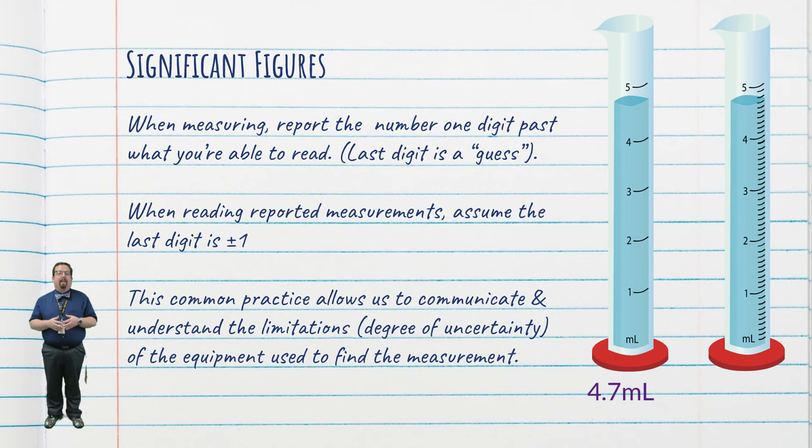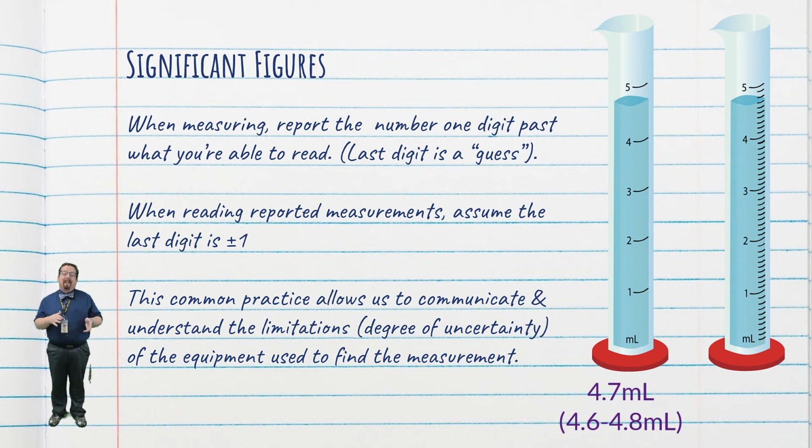When someone reads that, they should be able to tell that my device measures in whole numbers, 1, 2, 3, 4, and that tenths place was my best guesstimate of where the measurement lies. Since I reported it as 4.7, anyone should expect the measurement to be anywhere between 4.6 and 4.8, so plus or minus 0.1 in this case.